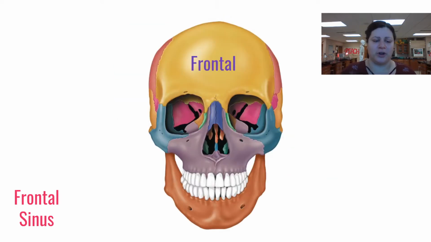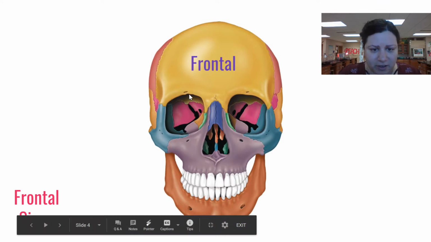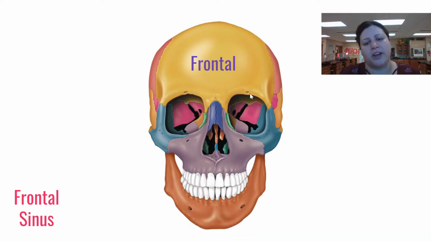Starting off with the cranial bones, the frontal bone is your forehead, so it's really easy to touch and feel. Notice that there's this little hole there. It's called a foramen. That is a hole where arteries and nerves are able to pass through.